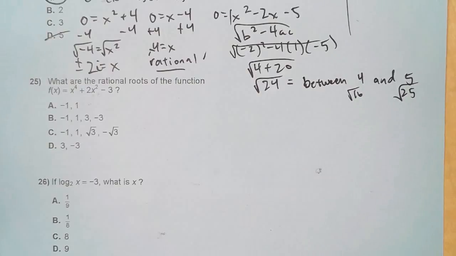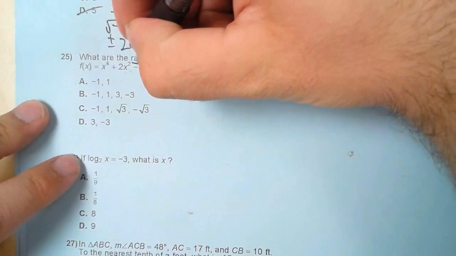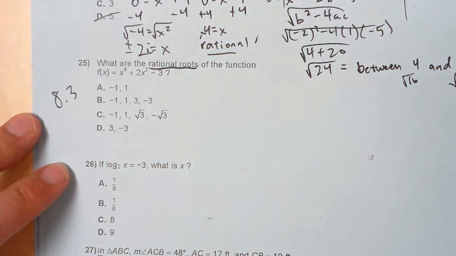Alright folks, we're back working on our mock EOC corrections. We are going to go through a bunch of problems today for a couple reasons. Let's just look at 25 first. It asks, what are the rational roots of the function? We pay attention to this rational roots thing. We're going to cover this in 8.3, which is the rational root theorem.